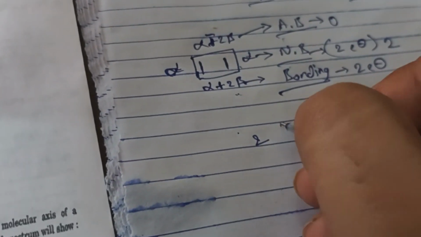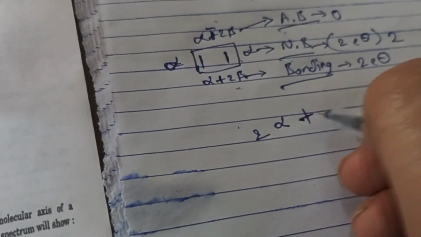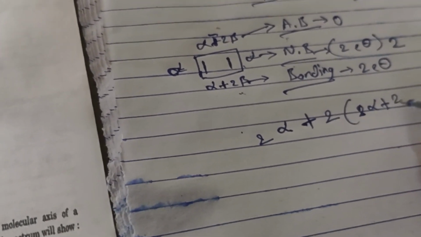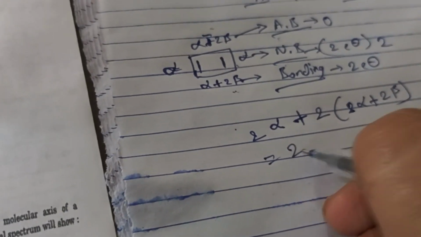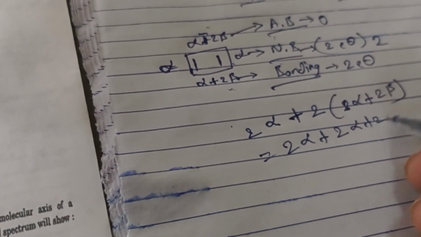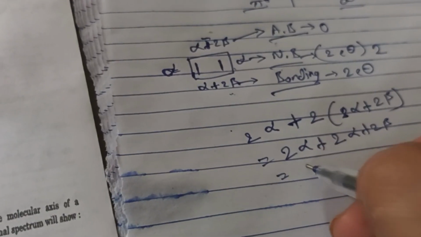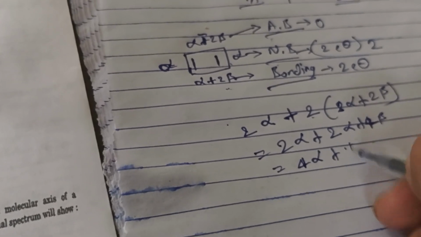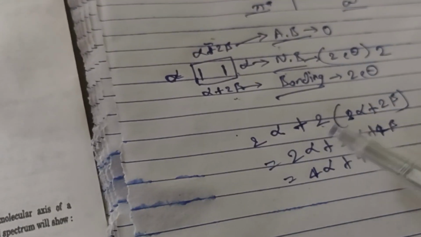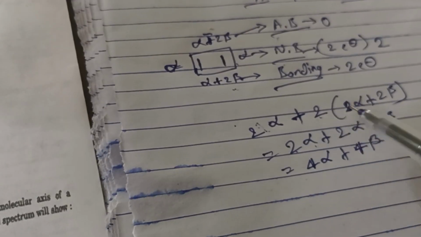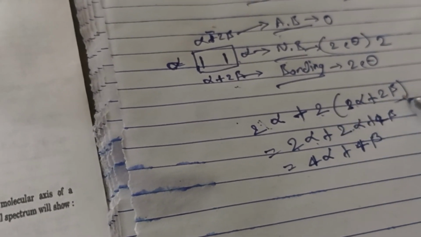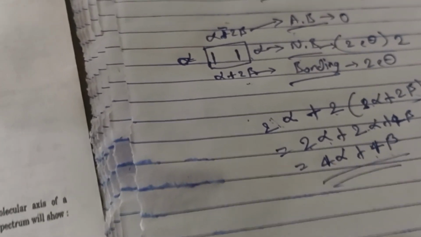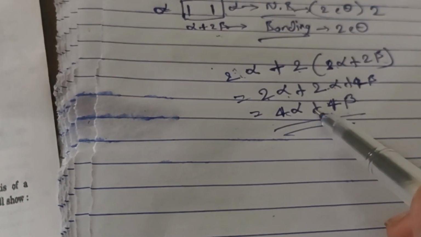2 alpha plus 2 alpha plus 2 into alpha plus 2 beta, which will result in 4 alpha plus 2 into 2, which is 4 beta. The overall will be 4 alpha plus 4 beta. And this is the delocalization of the energy.